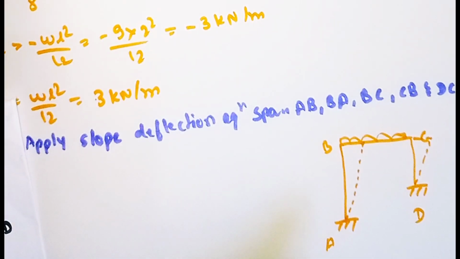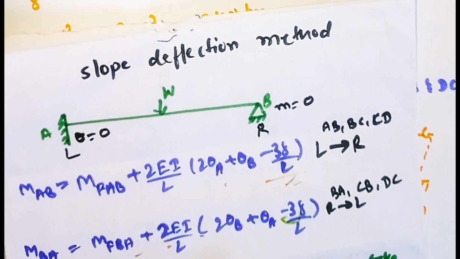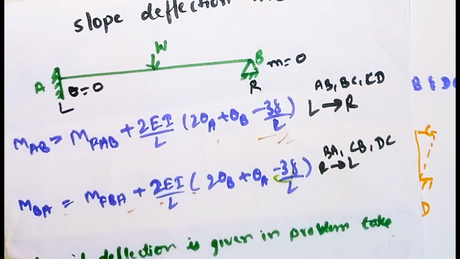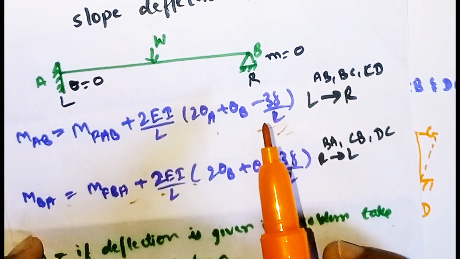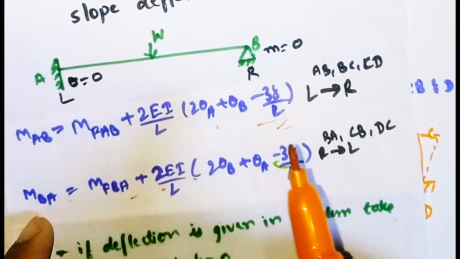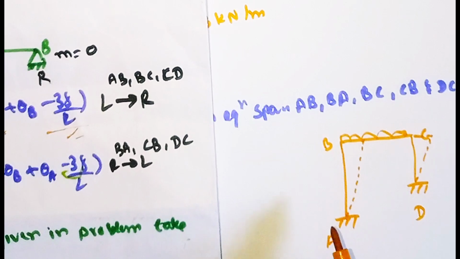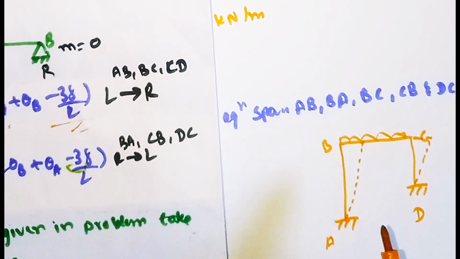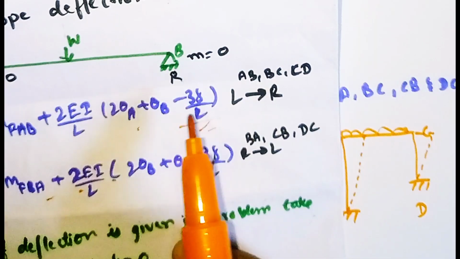So what we have to do is, here BA and DC are the vertical members. For calculation of the moment, we have to take 3 delta divided by L. While calculating for the vertical members BA and DC, we need to take this 3 delta divided by L.